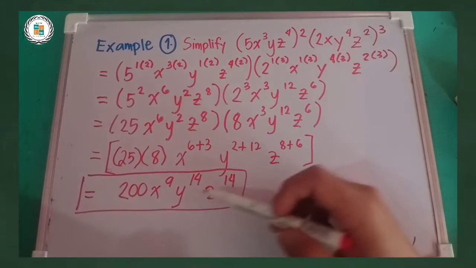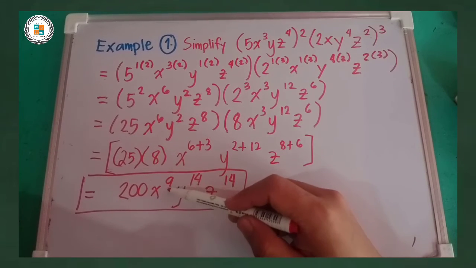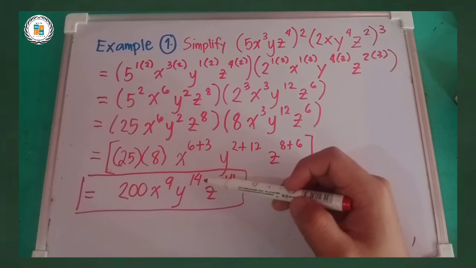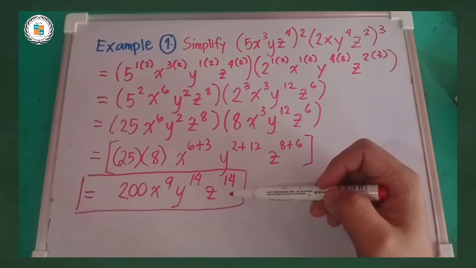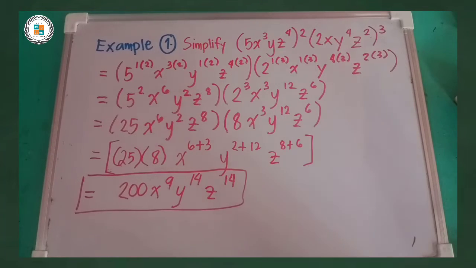Okay, the final answer is 200x raised to the power of 9, y to the power of 14, and z to the power of 14.